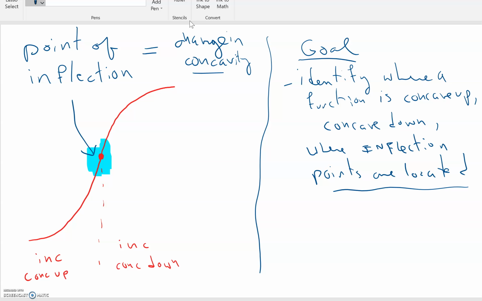So we would like to be able to do that, and then if we could add that to being able to identify where a function's increasing and decreasing and has maximums and minimums, then we could actually do a pretty good job of drawing the function. You know, we'd have a pretty good picture of the function. So that's what we'd like to do.